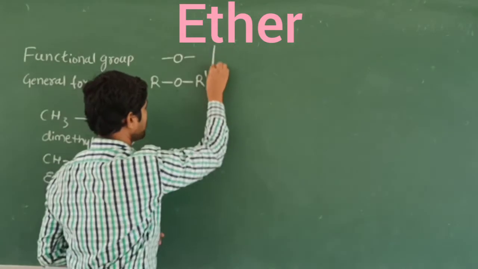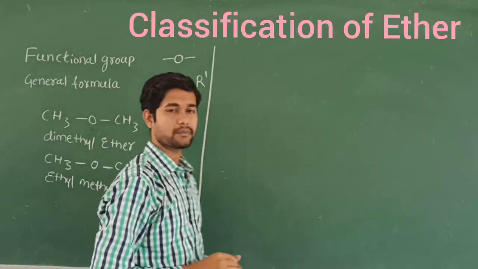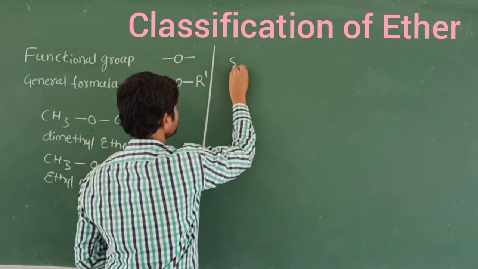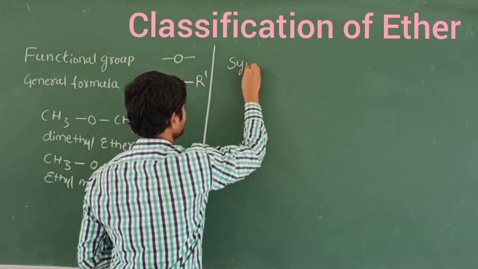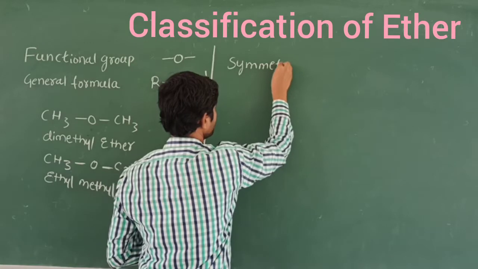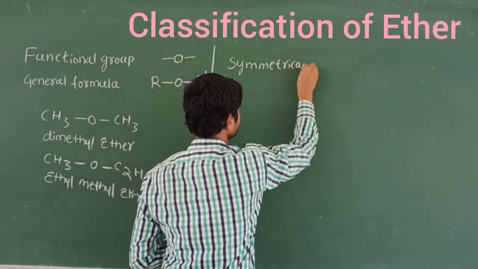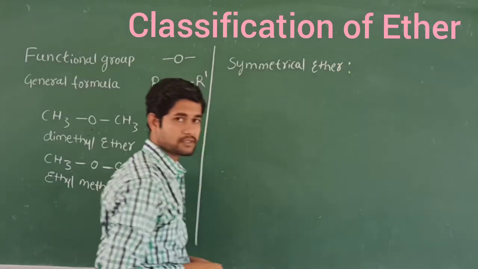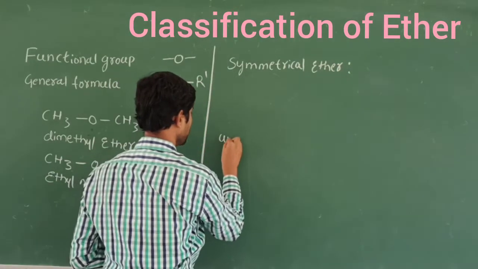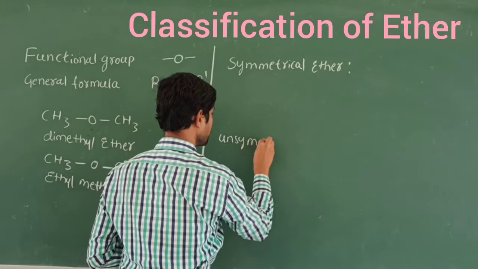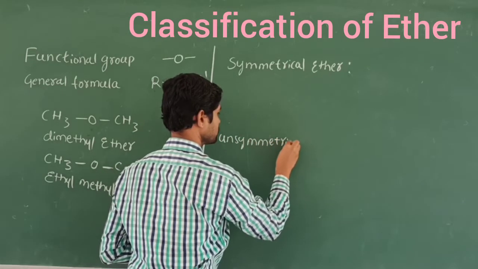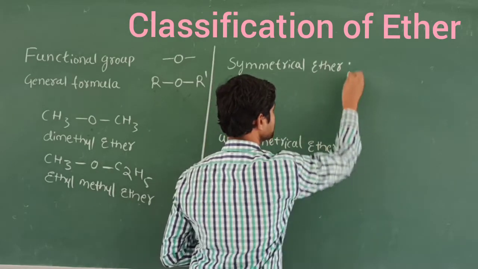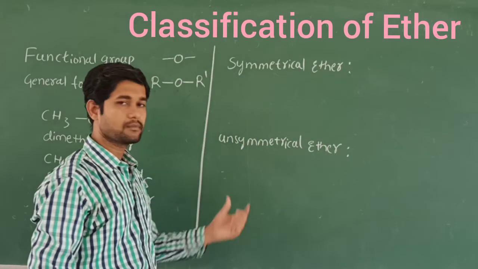Let's discuss the classification of these ethers. Ethers can be classified into two types. One is called symmetrical ether, and one is called unsymmetrical ether. As the name indicates, symmetrical means similar groups, unsymmetrical means different groups.